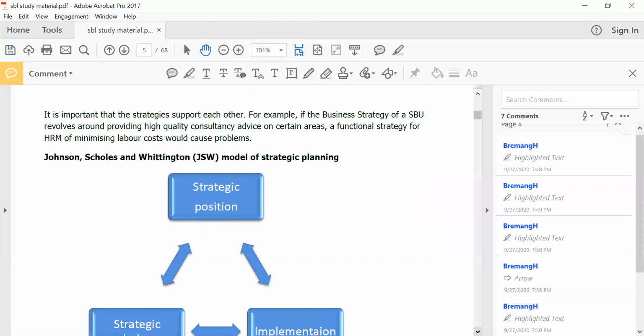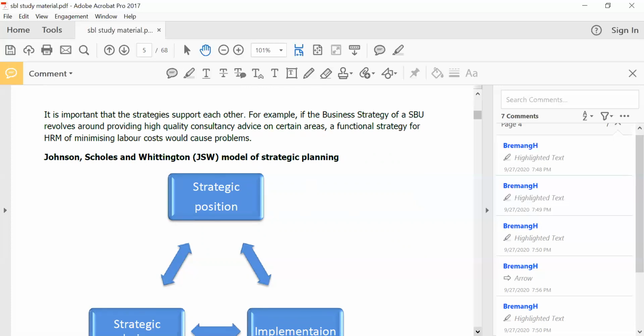What are we saying over here? If you are looking at providing high quality consultancy services, meanwhile, the human resource management or the human resource department are not recruiting guys who are really sharp or smart to help you provide quality consultancy services, then your overall company objective will not be achieved.